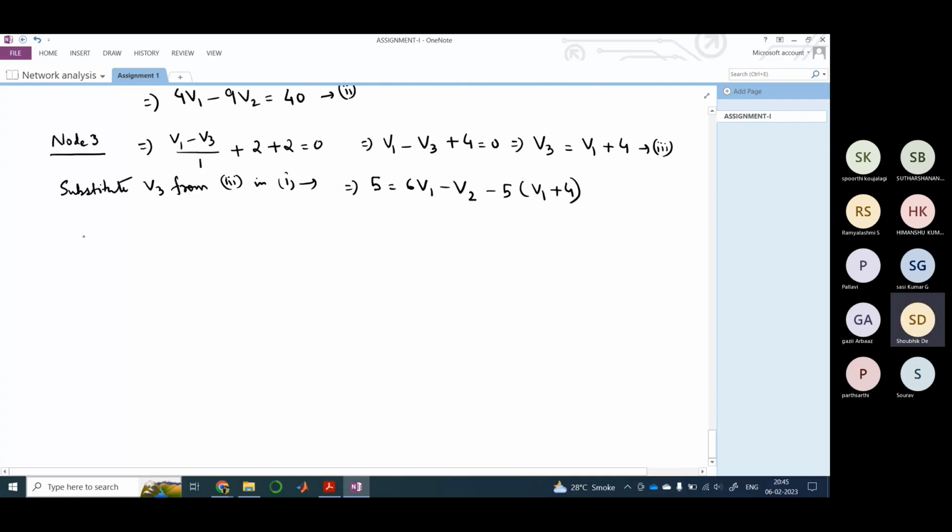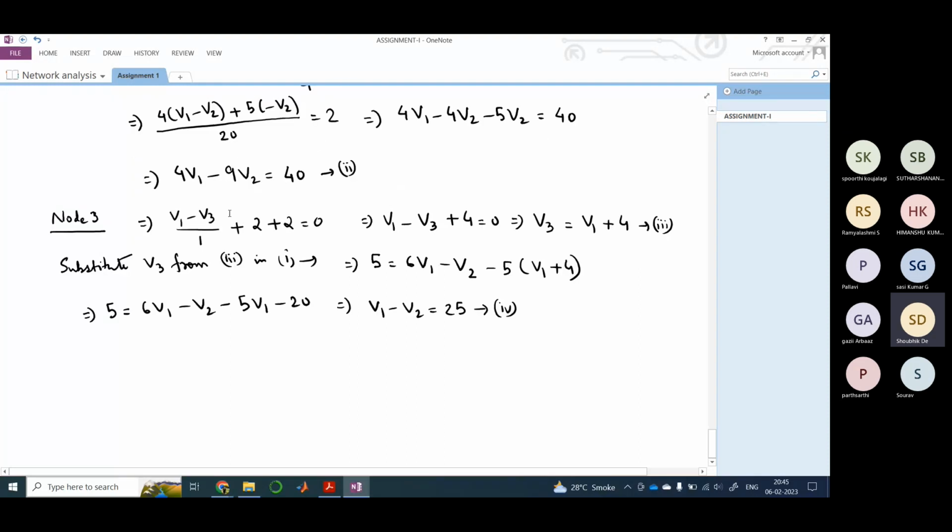So we just need to solve this. This would be nothing but 5 equals 6V1 minus V2 minus 5V1 minus 20. Now we can just solve this. So this would be V1 minus V2 equals 25, right? Now we have equation number 4.